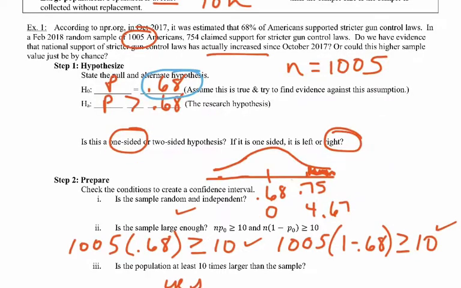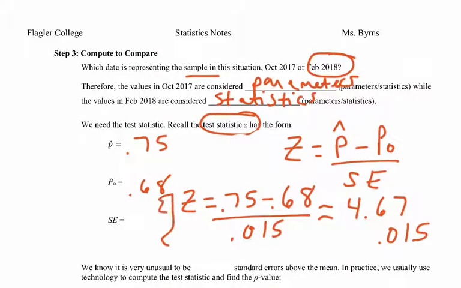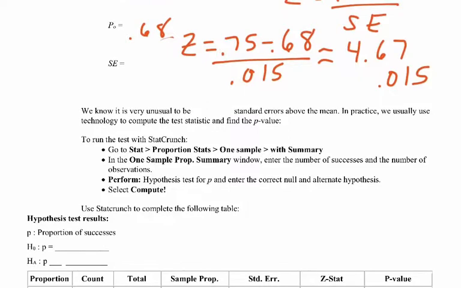Now, do you think that would be unusual? 4.67 standard errors above the expected value. That would be really, really, really unusual. Remember, anything outside of 2 standard errors is generally what we consider unusual. So we know it would be very unusual to be 4.67 standard errors above the mean.